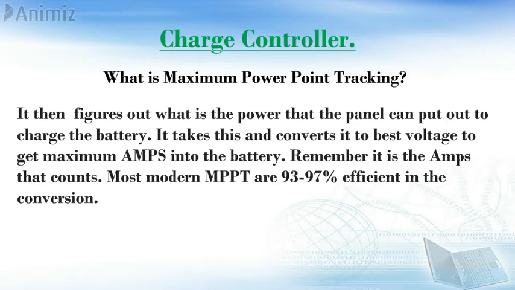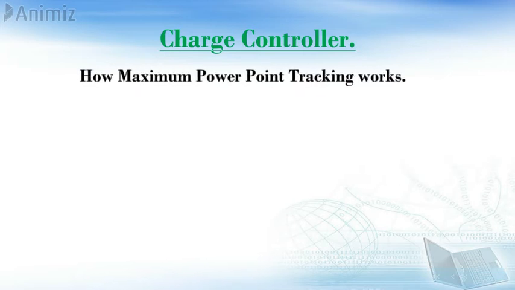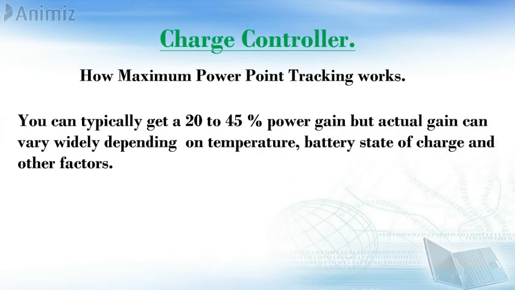Modern MPPTs are 93 to 97% efficient in the conversion. You can typically get 20 to 45% power gain, but actual gain can vary widely depending on temperature, battery state of charge, and other factors.